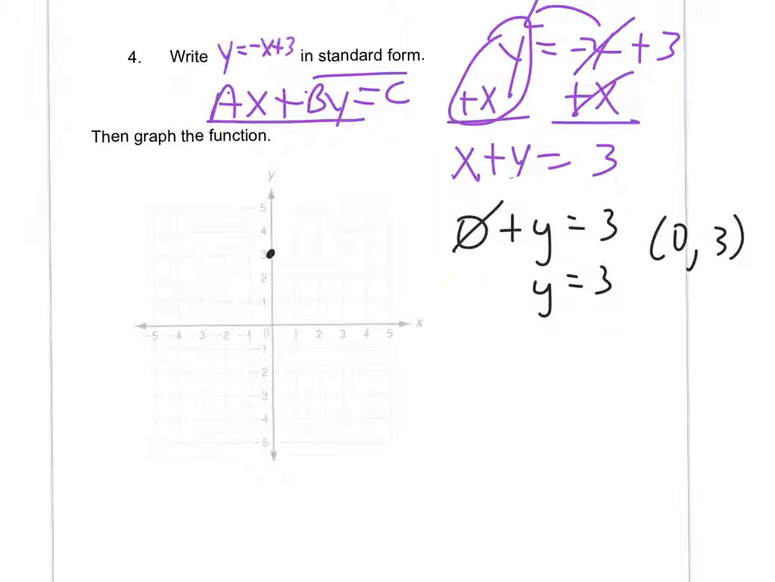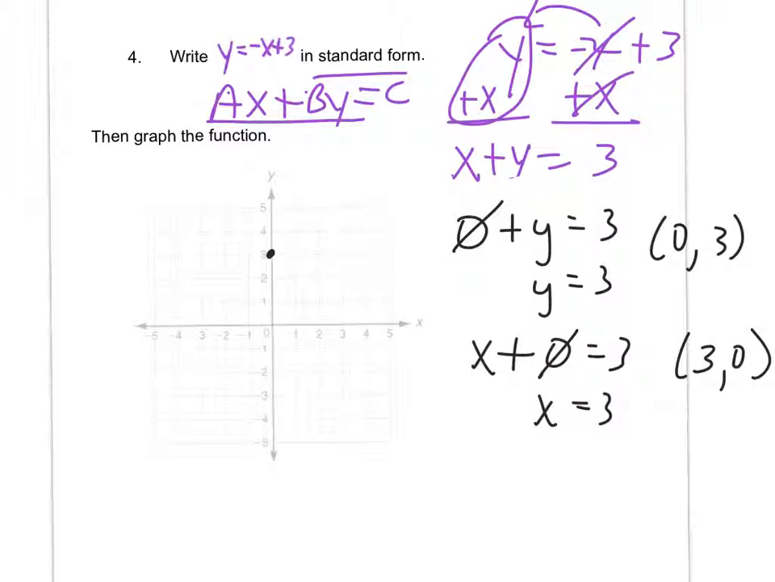Then I'm going to plug in 0 for x, or sorry, for y. So when y is 0, I need to find x. So this cancels out, so you end up with x equals 3. So when y is 0, x is also 3. So at 3, 0, right here. Now, when it says graph the function, I can simply draw a line straight through those 2 points, and there's my graph.